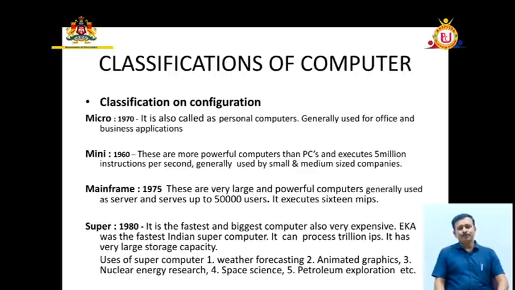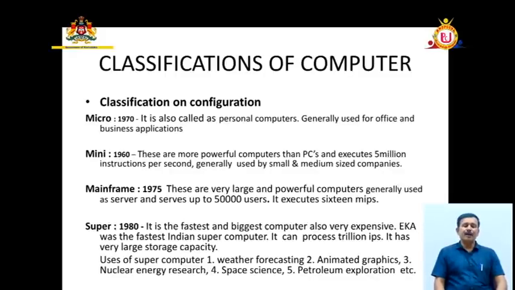Next, we'll move on to mini computers. So, mini computers were introduced in 1960 itself. These are more powerful computers than PCs. It executes 5 million instructions per second. We'll call it MIPS. 5 million instructions per second.